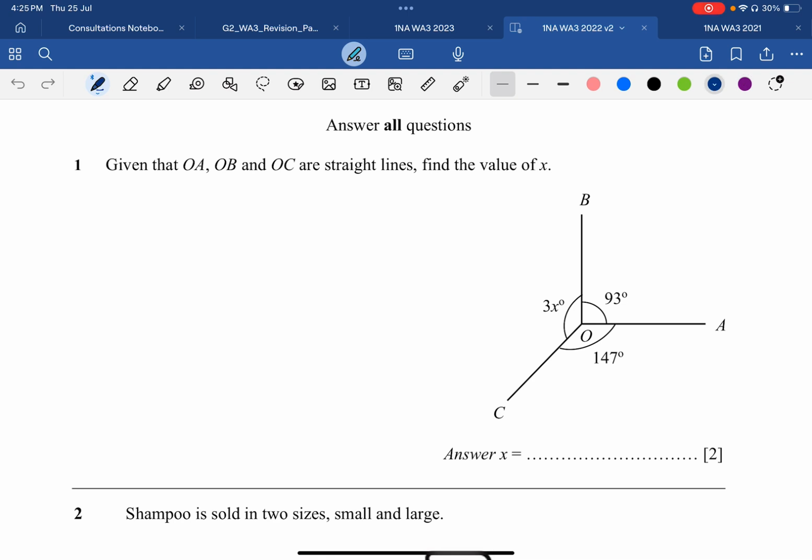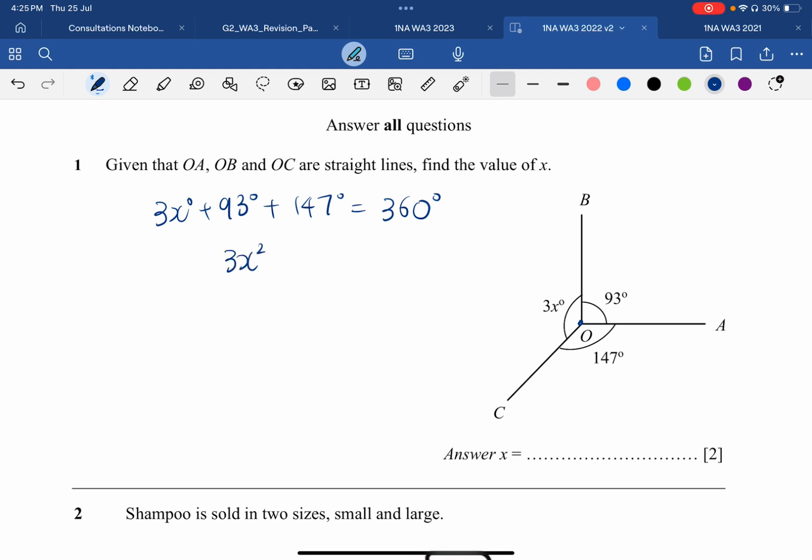Okay, so they are all lined on the same point, so you just have to add the three angles up to give you 360 degrees. So 3x plus 93 plus 147 gives you 360.